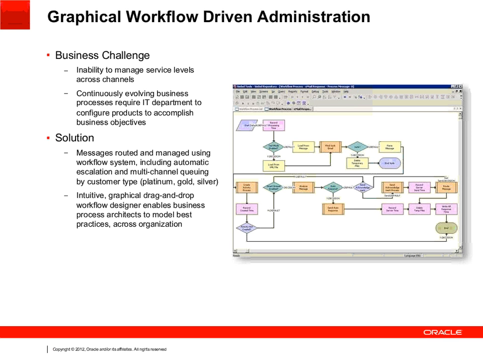It ensures that customer satisfaction and service levels are achieved by routing requests to the most qualified agent based on skills, customer value, business logic, and availability. As a result, the workload can be balanced across the organization, reducing operational costs and ensuring that customers' requests are prioritized appropriately. Using this intuitive graphical drag and drop tool, you can model your business processes and best practices across your organization easily.